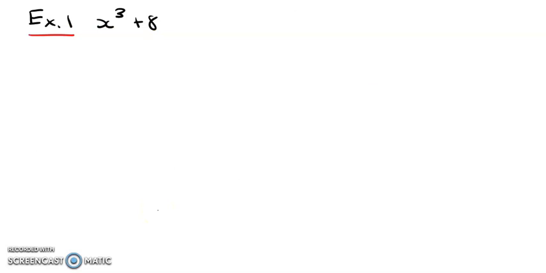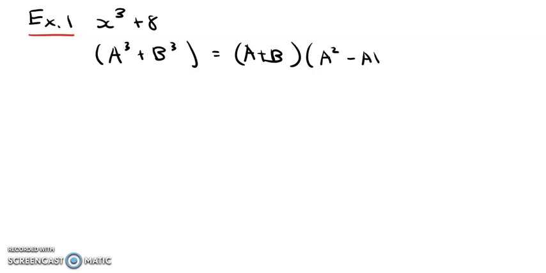Okay, so here in this example, we have x cubed plus 8. We can see from this nice addition sign over here that this is going to be a sum of cubes. So we're going to want to use the formula a cubed plus b cubed is going to be equal to (a plus b)(a squared minus ab plus b squared). So that's the formula we're going to want to use. So we know that obviously x cubed is going to be a cubed, and 8 is going to be b cubed.